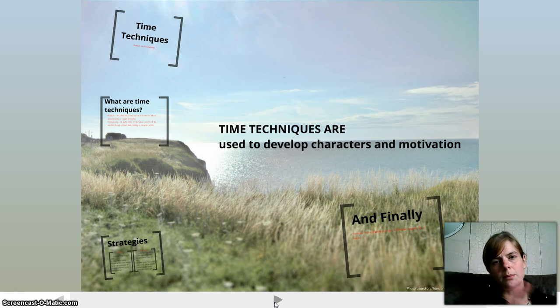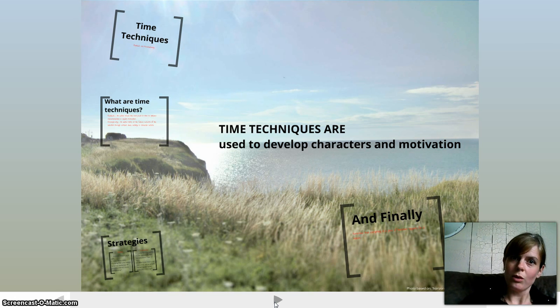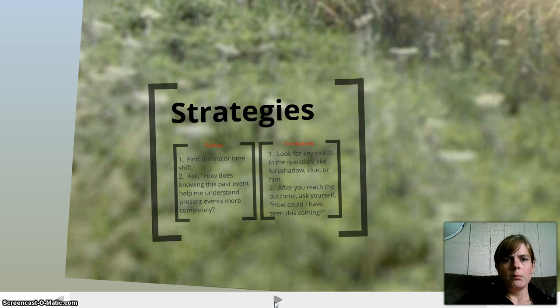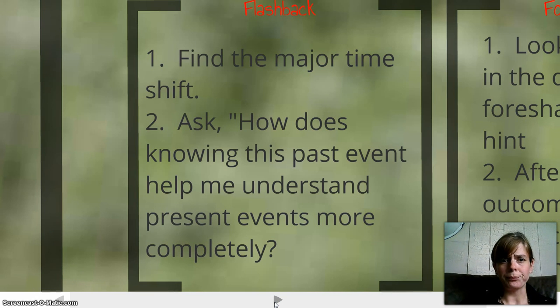Almost always the time techniques that an author uses are either used to develop the characters or their motivation, especially with flashback. That's usually why they give you the flashback, is to explain why a character acts a certain way or why they do what they do. Foreshadowing is more of a technique to give you as the reader hints. But there are a couple of basic, real easy strategies that you can use whenever you're answering flashback or foreshadowing questions. We'll start with flashback.